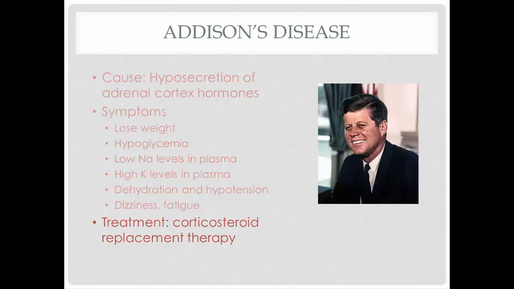Treatment in this case is corticosteroid replacement therapy. That is simply replace the cortisol. And in some cases, if aldosterone is low as well, then you have to replace the aldosterone. Now, JFK had Addison's disease most of his life and had to deal with it even through his presidency.